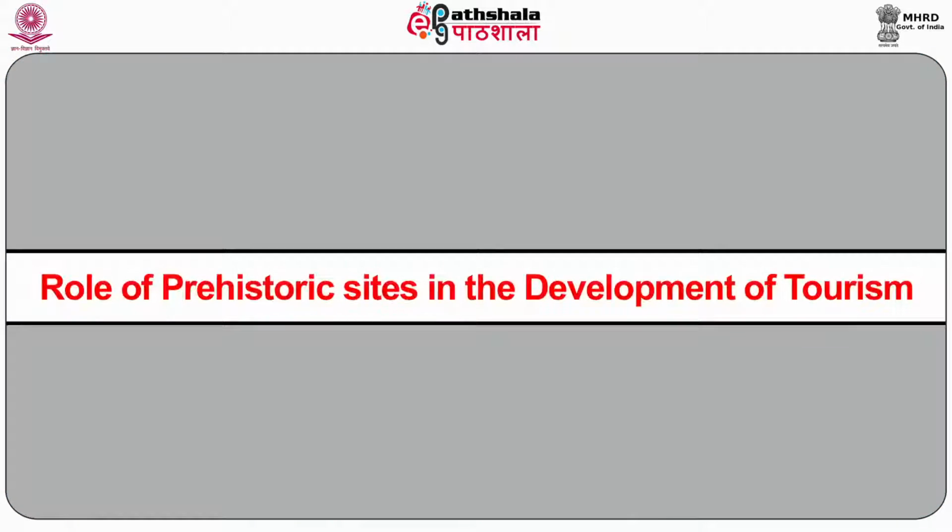These findings suggest that modern man's creative capacity did not arise accidentally all over the world, but rather was produced after leaving Africa around 80,000 BCE. Now we will discuss the role of prehistoric sites in the development of tourism.